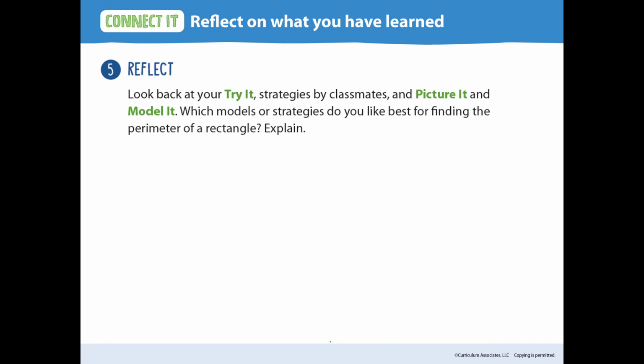Number 5, reflect on what you've learned. Look back at your Try It, Strategies by Classmates, and Picture It and Model It. Which models or strategies do you like best for finding the perimeter of a rectangle, and explain? This is on your own. Again, I'm not going to tell you what you think is the best or what you find easiest. So write down your reflection, and then when you are ready, press play again when you have that done in your workbook, then we'll move on to the next section.